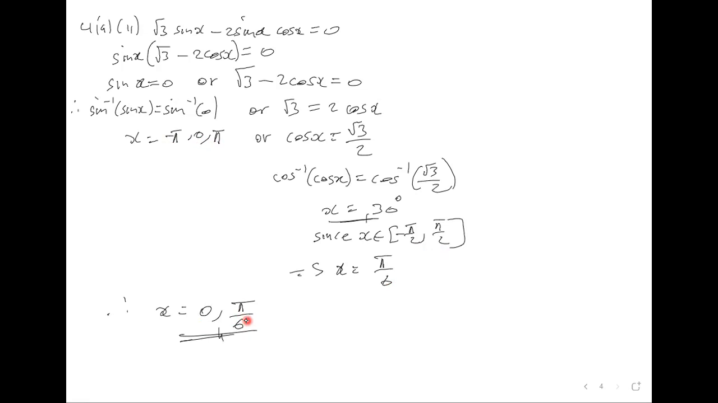And then which other one lies in this interval? Also the negative of this angle. Yeah, the negative of this angle also lies in the same interval, negative pi over 6. So this was the required solution. We can move to the next.